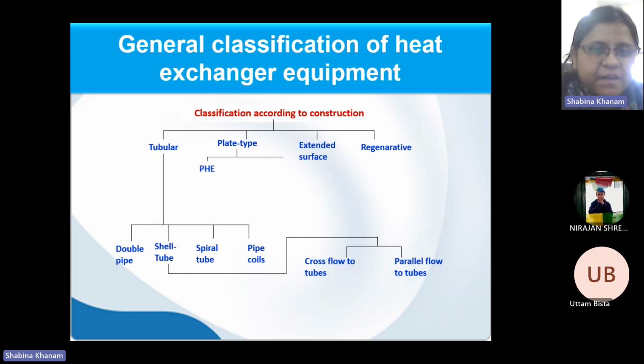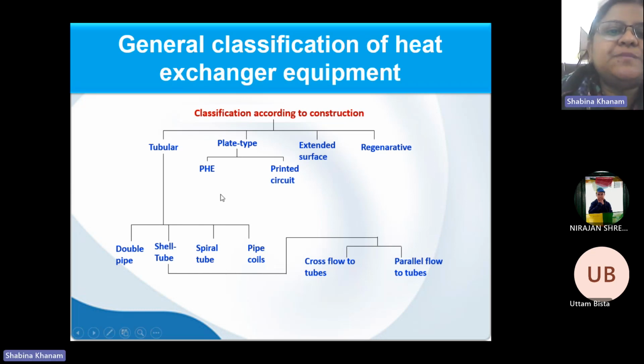Next, I have the plate type. When I say plate type heat exchanger, the first one is the PHE, the plate heat exchanger, and the second is the printed circuits. You must have seen the circuit over a motherboard. That type of circuit we can have for minor chips, and we consider that as a heat exchanger. As I have very fine wiring, that we call a circuit, over the plate or surface, and we consider that as the heat exchanger. So that is the plate type.